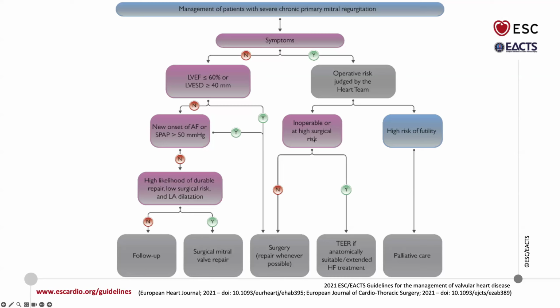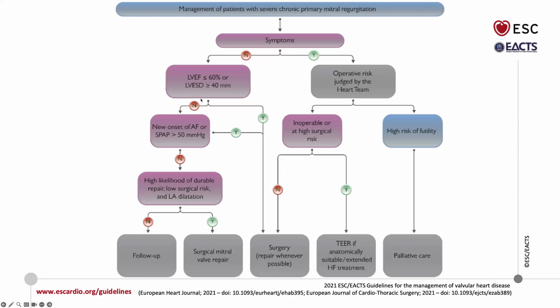If they are not at high surgical risk and they're operable, then you want to do surgery, and repair is preferred over replacement when you do surgery. Now, what about the left side of this flowchart? What if the patient has no symptoms, but they have severe chronic primary MR? Then you look at the LV end systolic diameter and the LV ejection fraction. Remember, unlike in AR where you look at EF of 50% and LVESD of 50, here we are looking at LV ejection fraction less than 60% and LV end systolic diameter of more than 40 millimeters. So if you have either of those things, then yes, you can go to surgery and again, repair whenever possible.